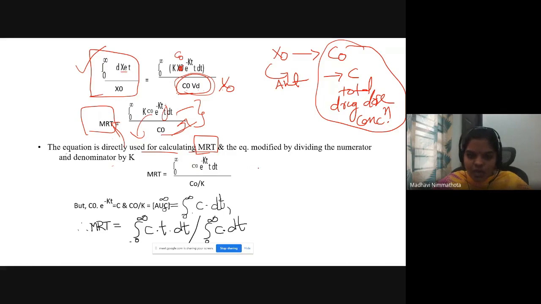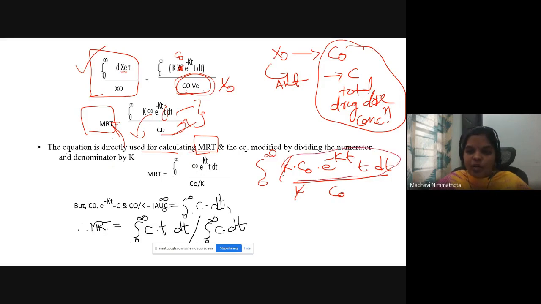So this is the integration from 0 to infinity of K C naught e to the power of minus KT times t dt, divided by C naught. When you multiply this equation with K, K will get cancelled. That's why in the numerator you don't have this K, only C naught e to the power of minus KT times t into dt. And in the denominator you have C0 by K. See, C0 by K. Okay, up to this mark you just write it down.